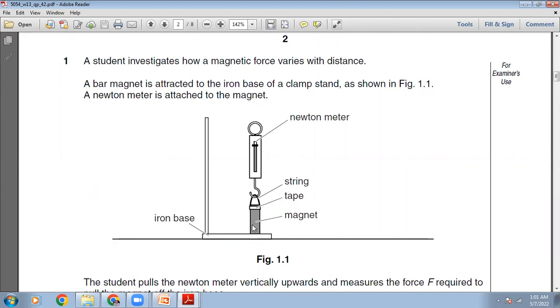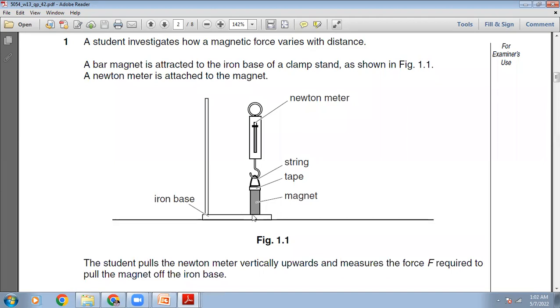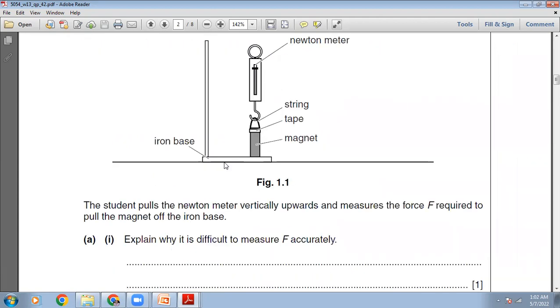So here you have a magnet, here you have a Newton meter, and this magnet is attached with this iron base. By applying the force here, we will try to separate this magnet from this iron base because they are attracting each other. On the Newton meter, that force will be shown, how much force is applied. The student pulls the Newton meter vertically upwards and measures the force F required to pull the magnet off the iron base. Explain why it is difficult to measure F accurately.